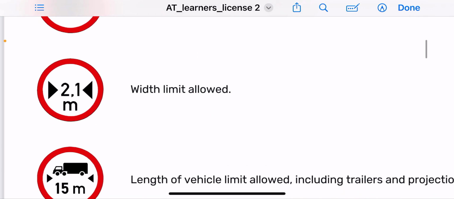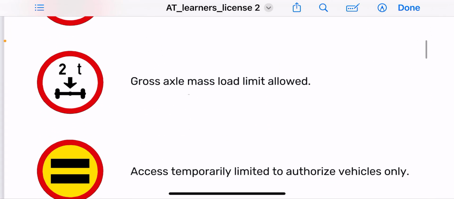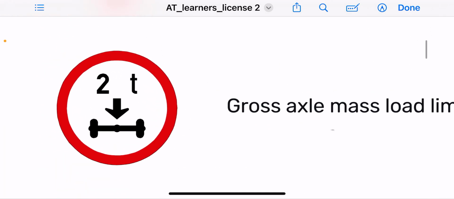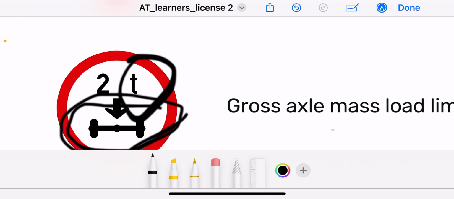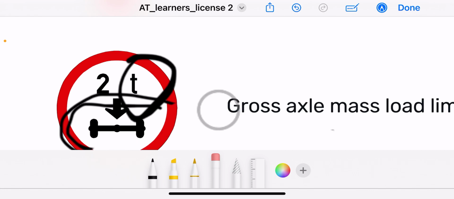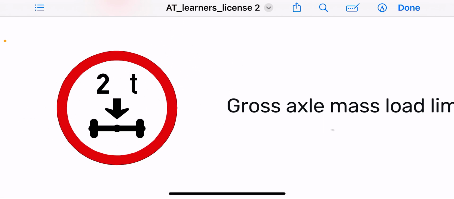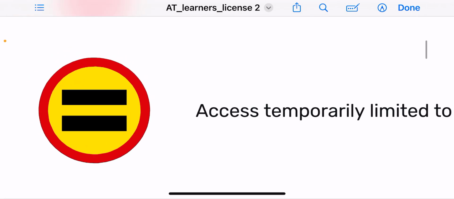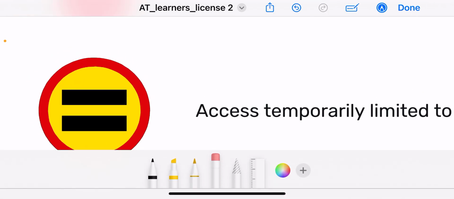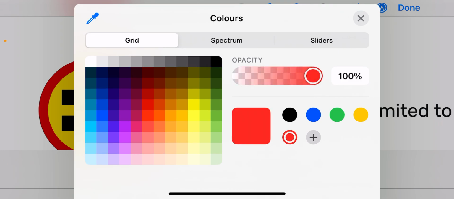Okay, spoken about the width and the length, and then the axle mass. Again, this is tons. Then this, when you see this, they're talking about the axle. So it's the axle mass limit. Okay, moving right along. This one is unauthorized vehicles. So it's also different.